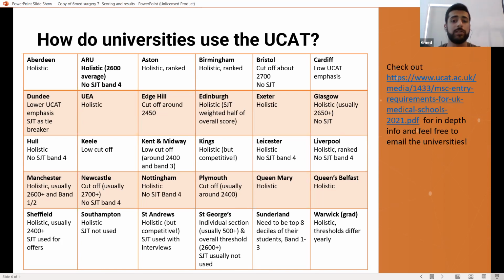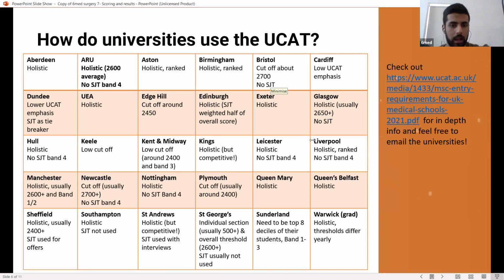Some universities don't use the SJT at all. So you can see Bristol there doesn't use the SJT, and Southampton. Some of them won't accept you if you get a band 4. And some of them will have essentially some sort of cutoff which is internalized. So it won't be an overall national cutoff. It'll be of the students who apply there. They'll take, say, the top 75%, and the bottom 25% of scores unfortunately won't be invited.